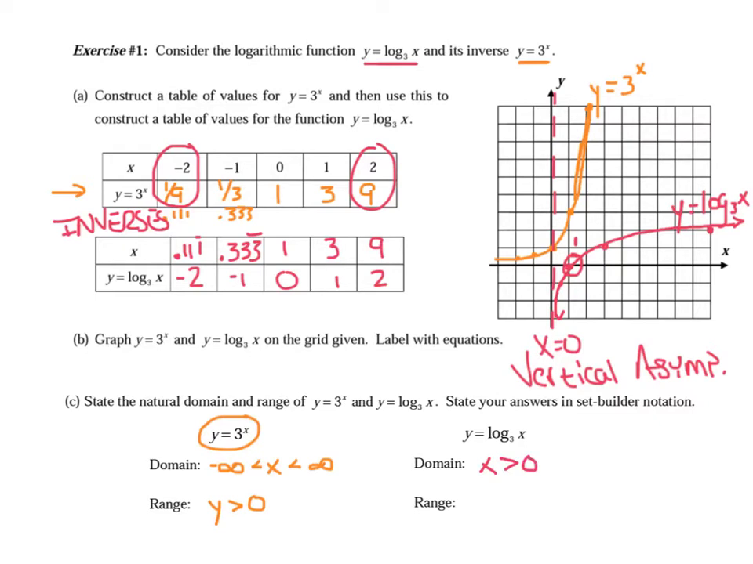And the range extends infinitely low and extends infinitely high, although at a very slow pace. So we're going to say negative infinity is less than y, which is less than positive infinity. And what you'll notice there is that the domain of the exponential became the range of the log, and vice versa. The range of the exponential became the domain of the logarithmic function.